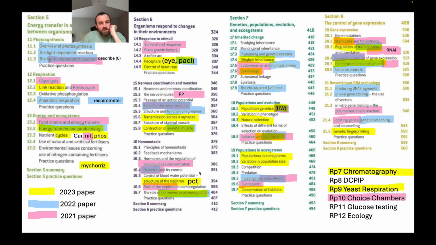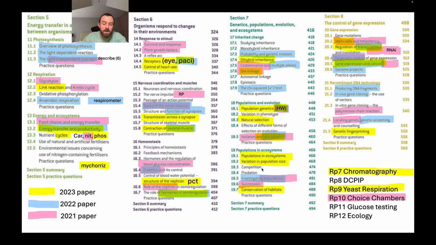So that's ultrafiltration. Within inheritance, these are things that have come up, but autosomal linkage and epistasis haven't been tested for a little while, so I think make sure you really know your autosomal linkage. Down here, populations and evolution, maybe different forms of selection on evolution, and actually I think competition and predation could come up in some way, possibly linked together. So maybe the effect of competition and the effect of predation on biodiversity part, possibly.